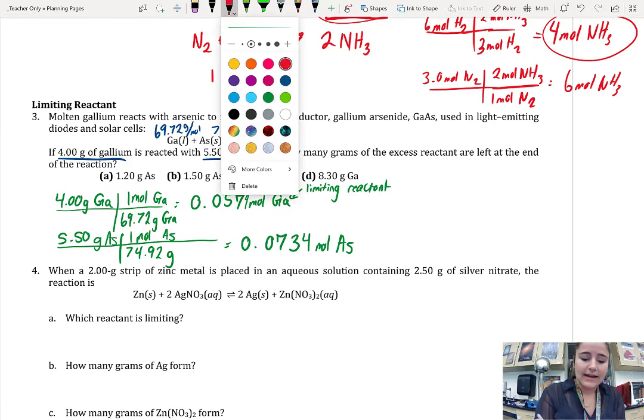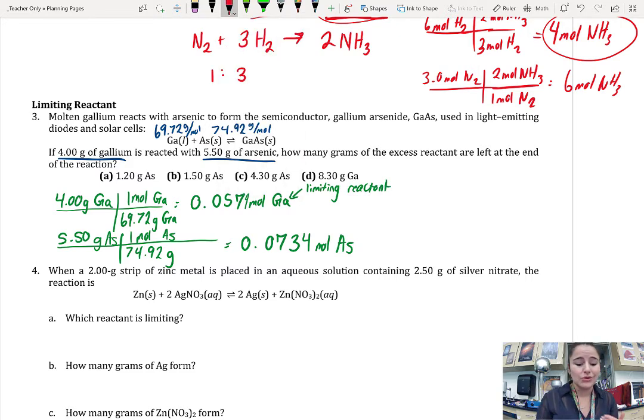Now, like I said, it's a 1-to-1 ratio, so that makes it super easy for us. That means that this needs 0.0574 moles of arsenic in order to react completely. If you have this much of this, you need this much of this. This is how many moles I have. I could also convert this to grams and then subtract grams by grams, or I can subtract mole to mole and then convert. Because I already have both of these numbers written, that's what I'm going to do because I think it's a little easier.